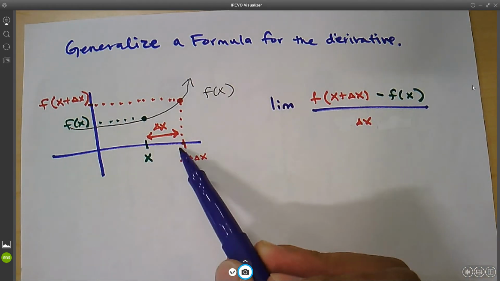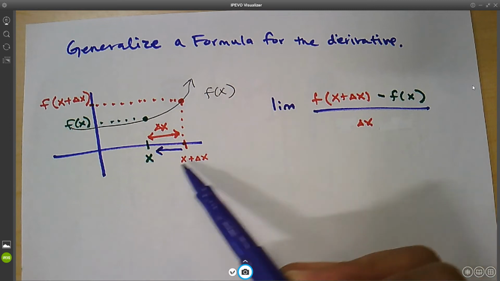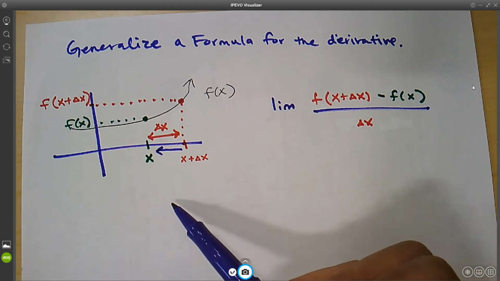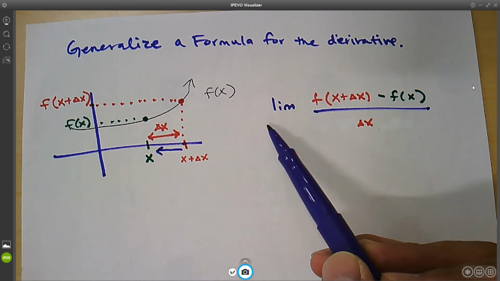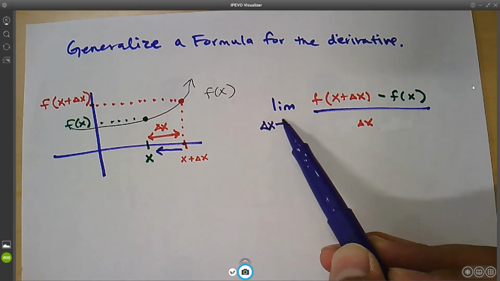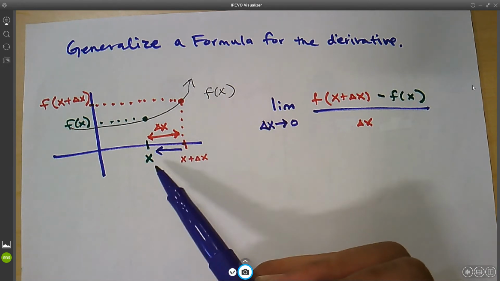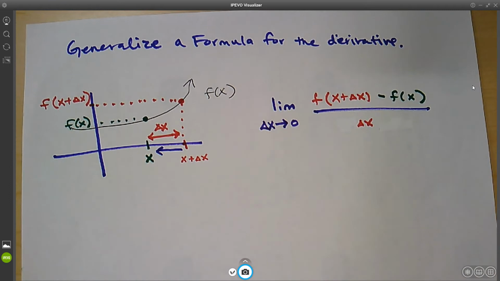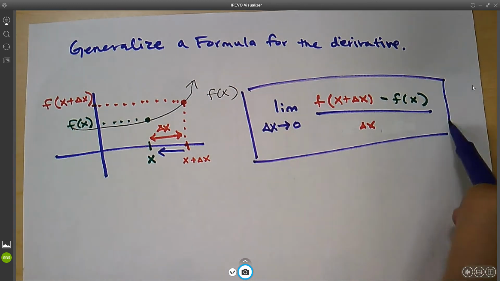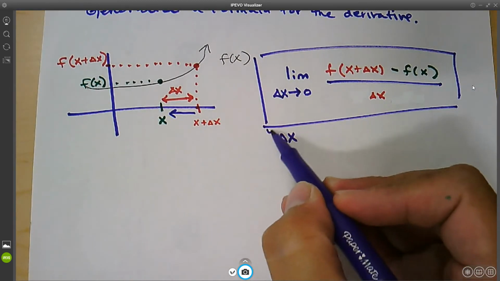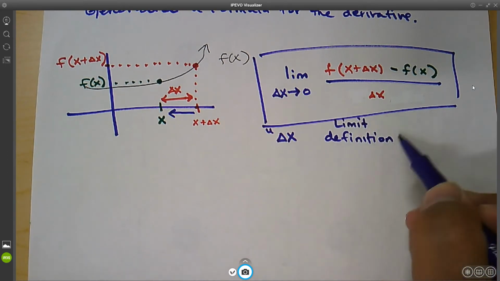We want these to be very close to each other. But it's kind of awkward to say x plus delta x goes to x. Instead, we would say what goes where. We want the difference between the x and the x plus delta x to be nothing. When they get really close, our delta x goes to 0. Put a big box around that. That is our delta x definition, or limit definition, of the derivative.